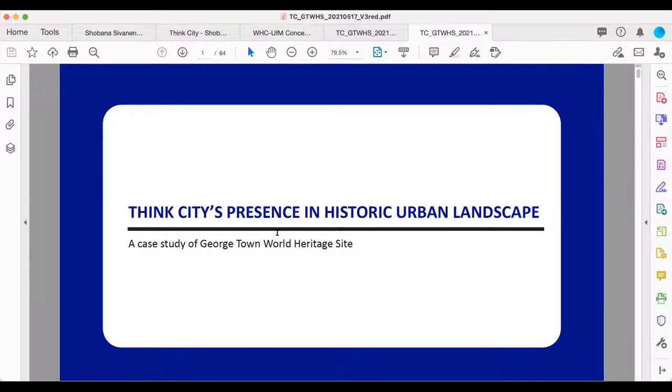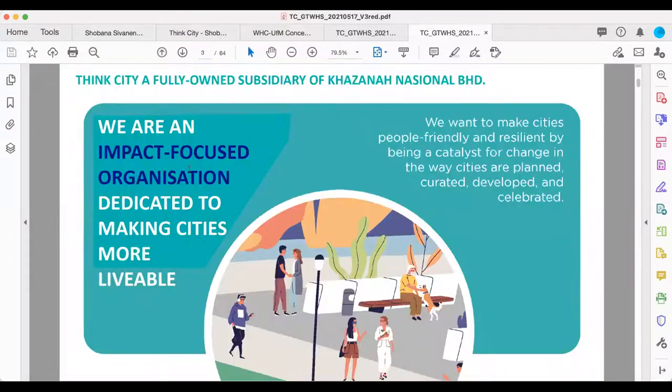But as we start this presentation, let me just quickly go through a quick introduction to Think City. Think City is a wholly owned subsidiary, an arm of Khazanah National. Khazanah National is the investment arm of the government of Malaysia. We were established as an impact-focused organization that focuses on making cities more livable. We make people-friendly and resilient cities, and maybe a catalyst for change in the way cities are planned, organized, and so on.